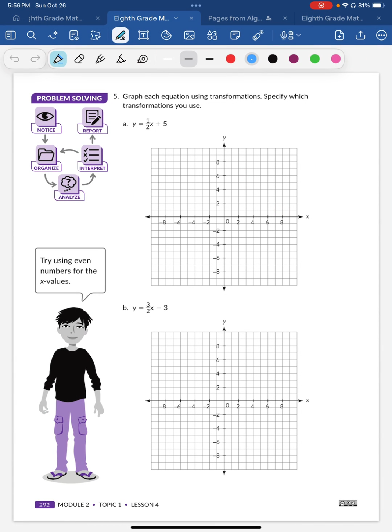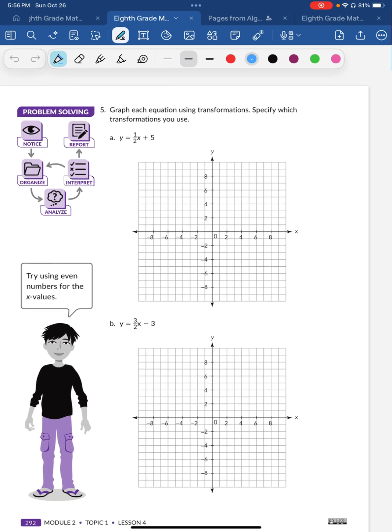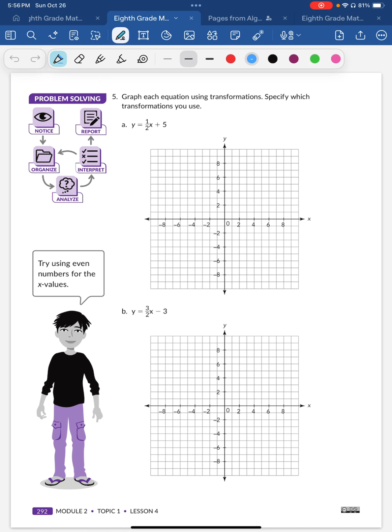Okay, students, if you are not present when we are going over this part of our lesson, please watch this video. We're on page 292, and we are graphing using transformations. Specify which transformation you use.